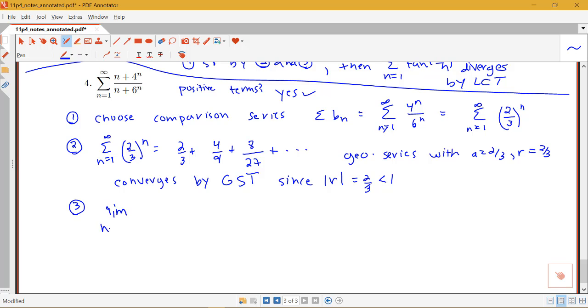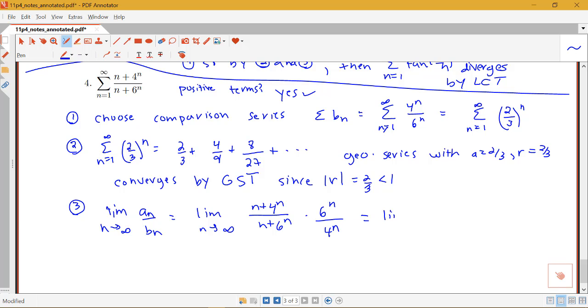So I'm going to do the limit as n goes to infinity of an over bn. Notice that our an's are exactly what we have in our original series to start with, n plus 4 to the n over n plus 6 to the n. And I need to divide this by my bn's. Here, I think it will be helpful to use the unsimplified form of our bn's. So we'll do divided by 4 to the n over 6 to the n, or times 6 to the n over 4 to the n.